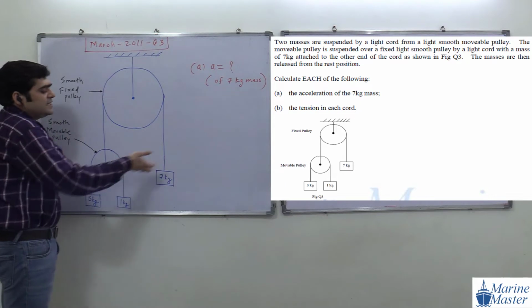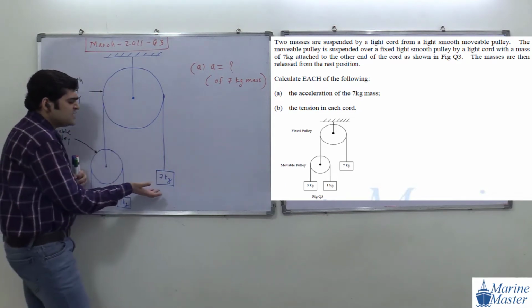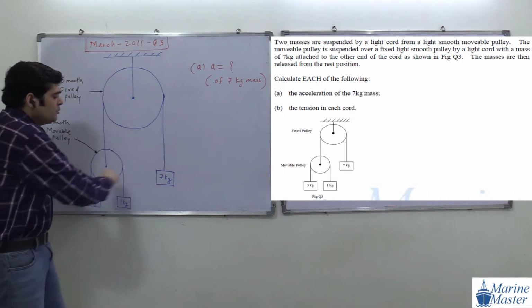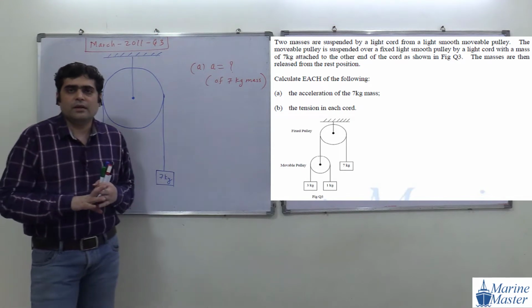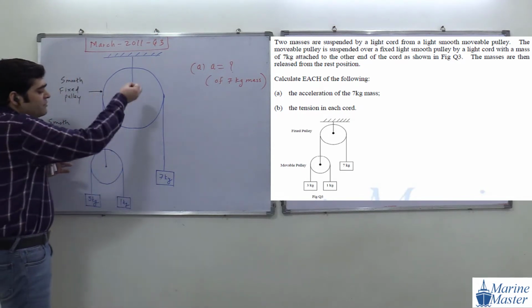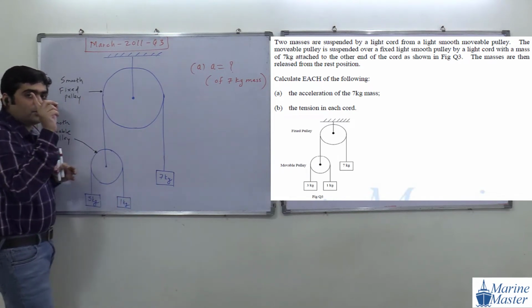Whenever we release this system from rest, suppose initially this system is on some platform, and if you remove that platform, what will happen? The masses will start to move: the 7 kg will move downward and this movable pulley arrangement will go up. Are you getting my point? Try to see the scenario.